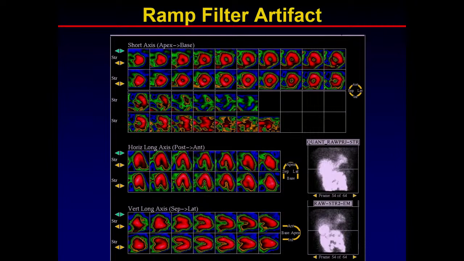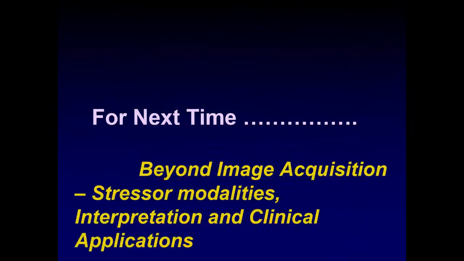So this is an example of a ramp filter artifact where on the upper images, the image was reconstructed as typical filtered back projection with a ramp filter. And on the second set of images right underneath, this is still filtered back projection, but now with iterative reconstruction, avoiding using the ramp filter. And you can see there's no perfusion abnormality anymore.